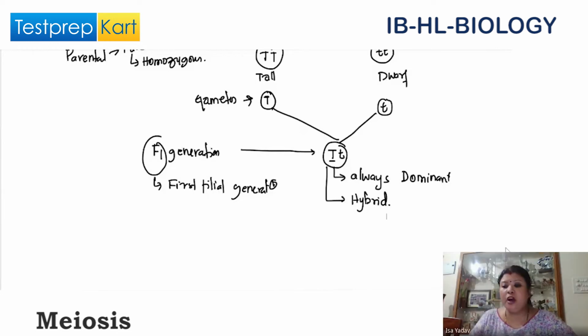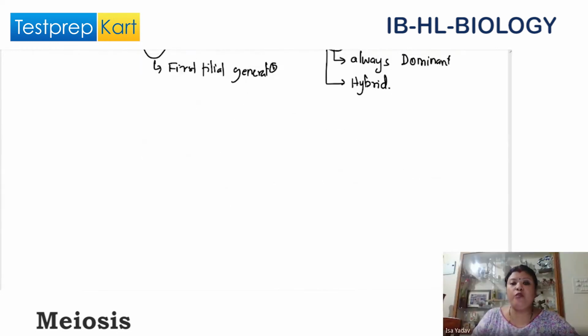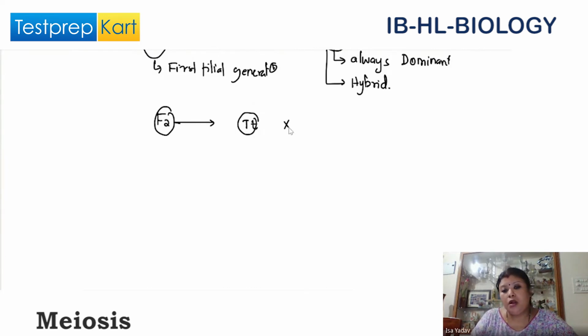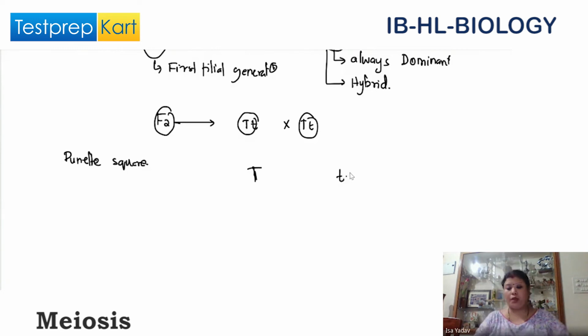Okay. Now what we do is that we want to see the F2 generation. So the hybrid we will self. Here we will use a method which is called the Punnett square. The Punnett square will help us to get the F2 generation. So we have right here T, T. We'll put here another capital letter T, small letter T.